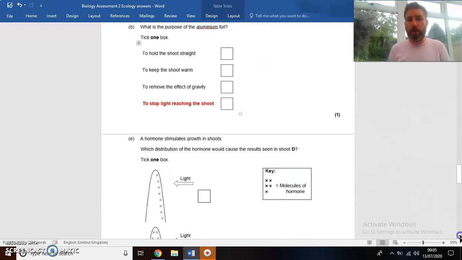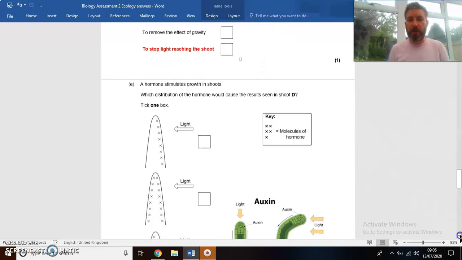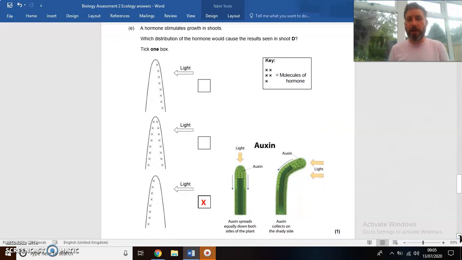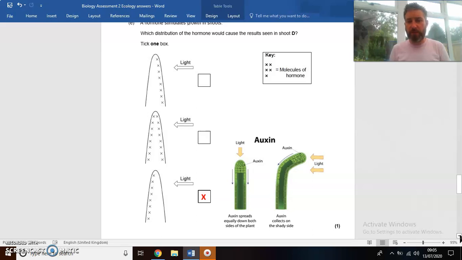Right, hormone stimulates growth. That hormone is an auxin, and so what happens to auxins? Well, auxins migrate away from the light. I've found a nice picture there and put that there for you. But what happens is auxins promote growth. So you've got a nice distribution of auxins, and when light hits one side, the auxins move to the shady side, and that causes that side to grow, and that side then grows towards the light. So the correct answer is the bottom one, and there's a little explanation there.